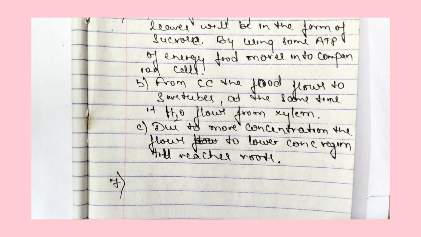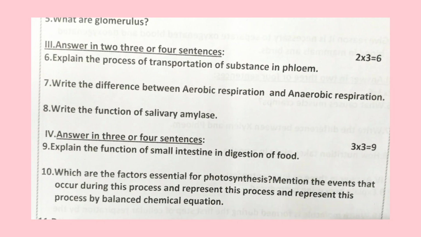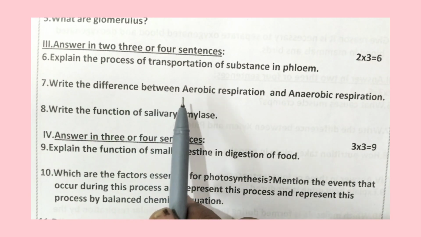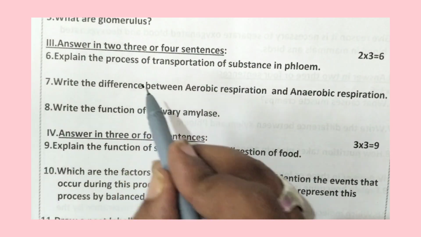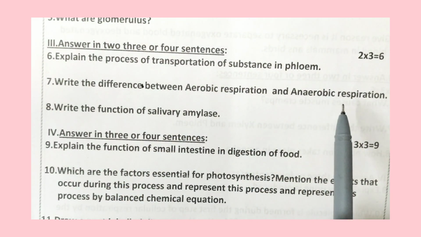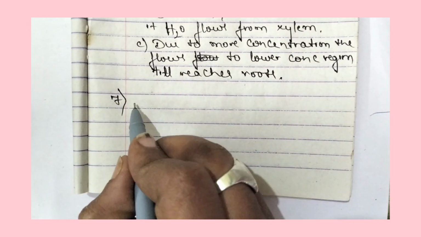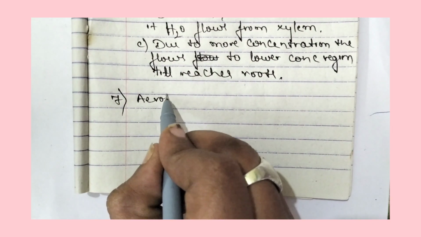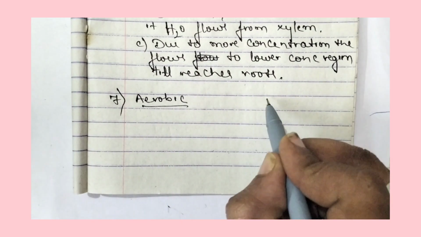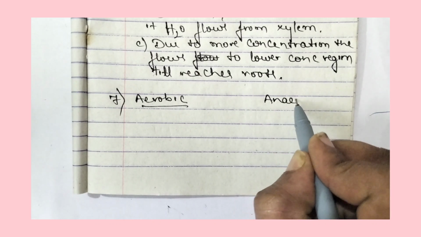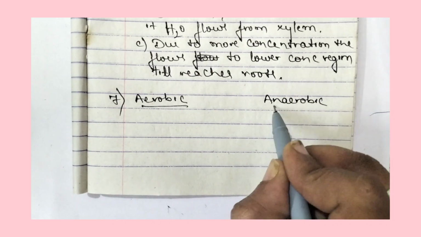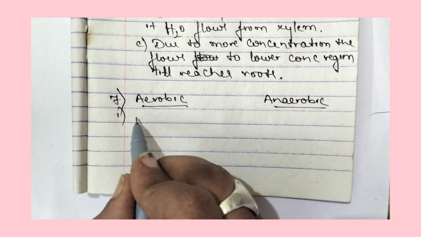So now let us move to question number 7. In question number 7 they have given, write the differences between aerobic and anaerobic respiration. So let us differentiate between aerobic respiration and anaerobic respiration.